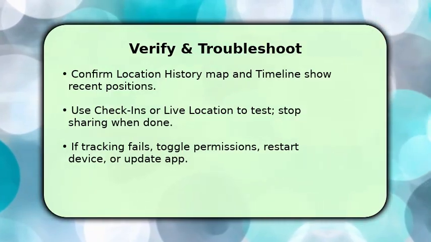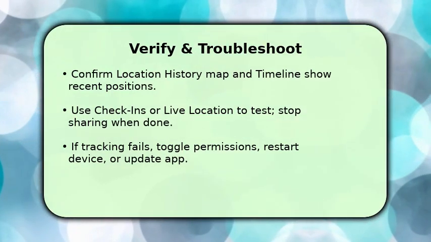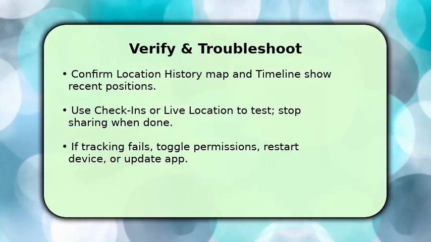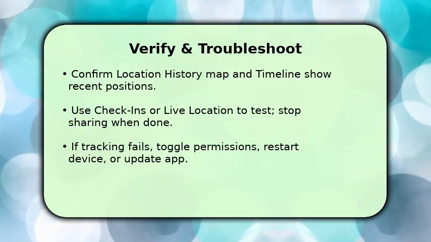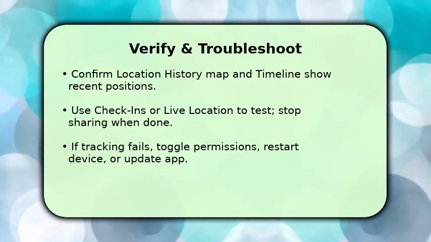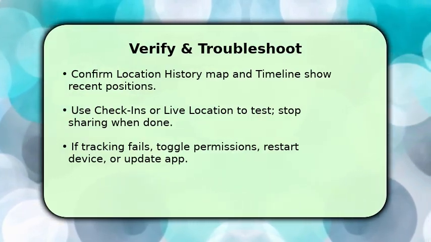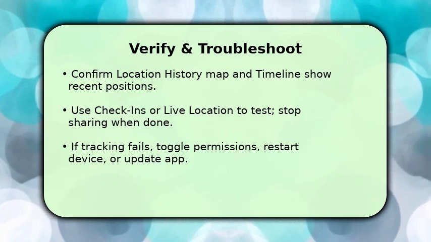If things go wrong, try this key troubleshooting step. Toggle Facebook's location permission off then back on, restart your device, and ensure the app is updated. That sequence fixes most permission or background refresh issues quickly.